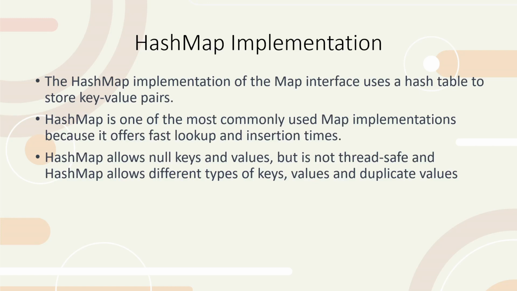As of now, HashMap is used to store a key value pair in the hash table, which allows null keys and values, but it's not thread safe, and HashMap allows different types of keys and values and duplicate values. So this is about a HashMap.